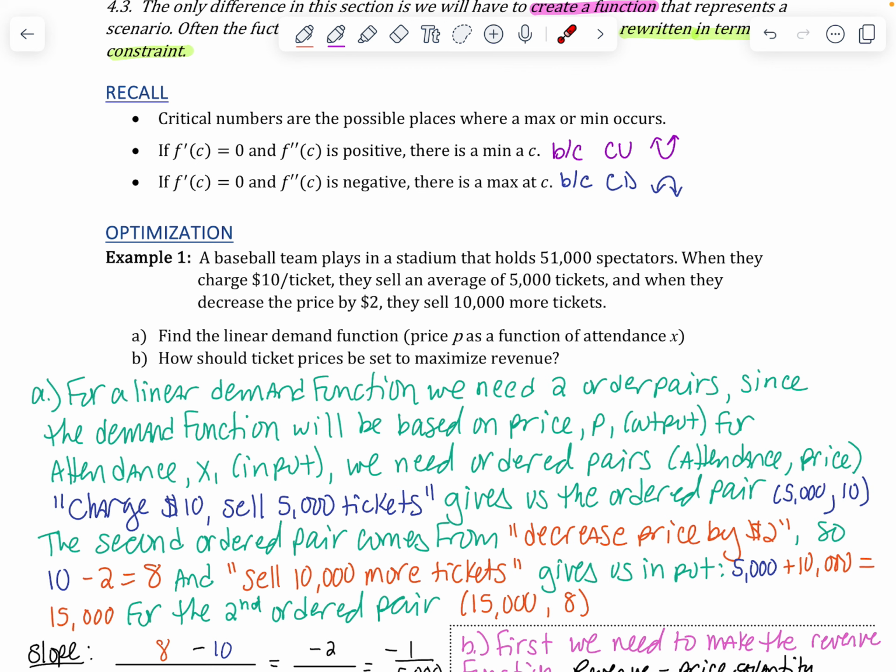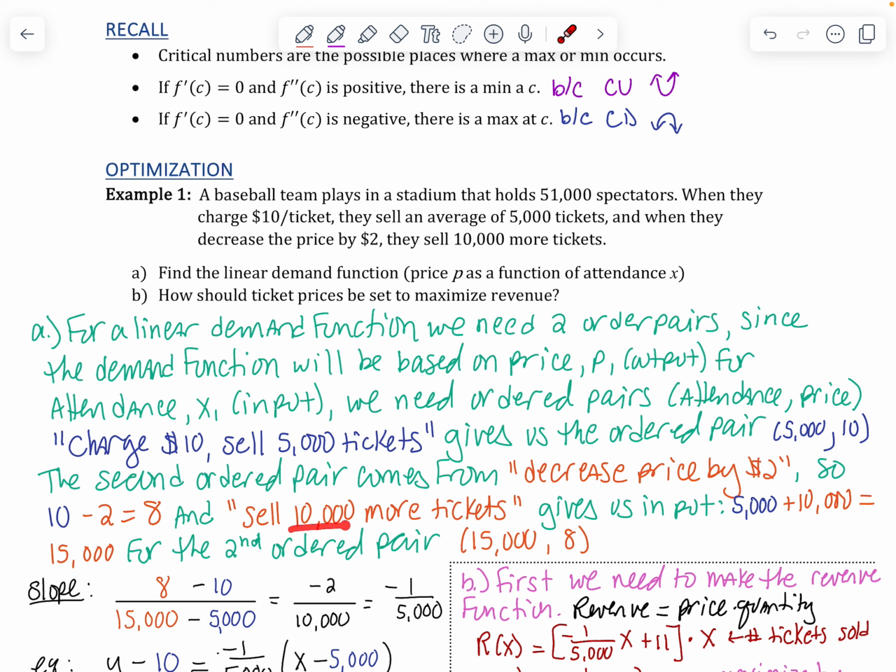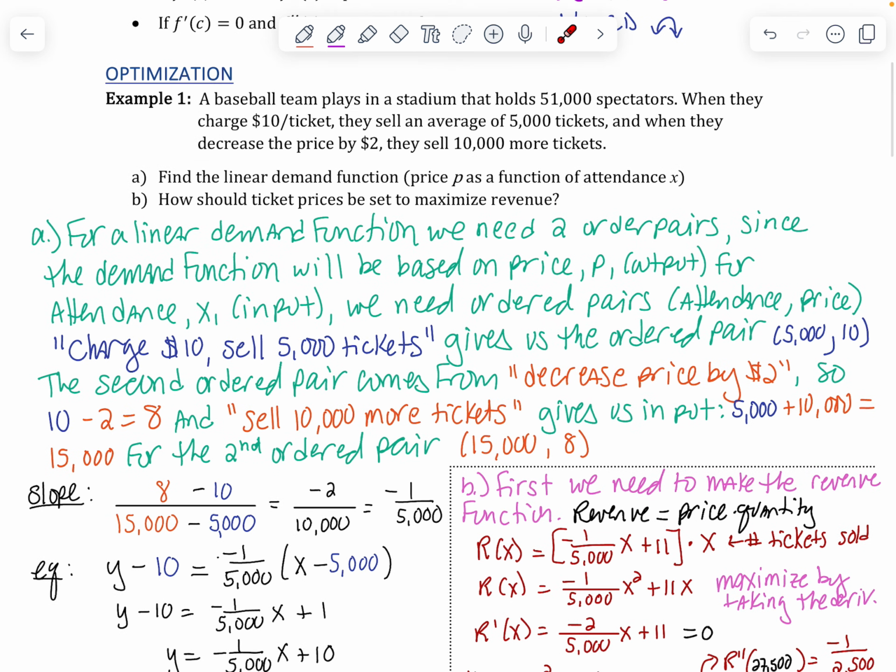Now, for our second ordered pair, be careful. It says they decrease the price by $2. They're not charging $2. They're charging $2 less, so they're actually charging $8. And remember, it's not selling 10,000 tickets, it's 10,000 more tickets. So the original 5,000 plus 10,000 more is 15,000 total tickets.